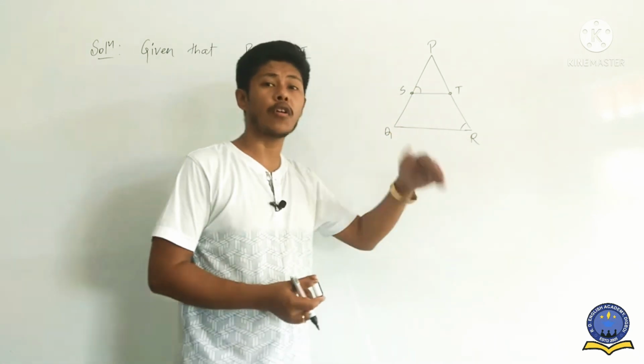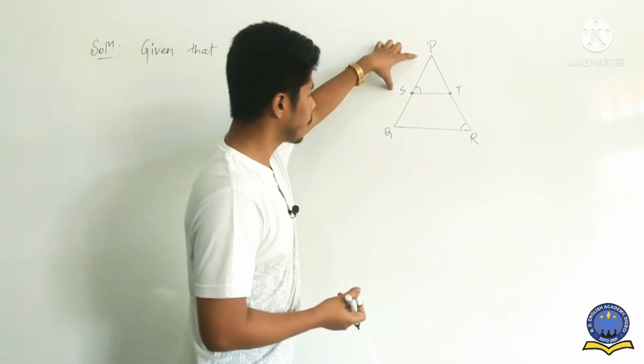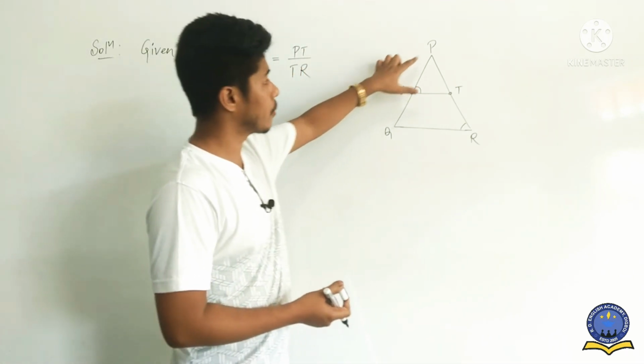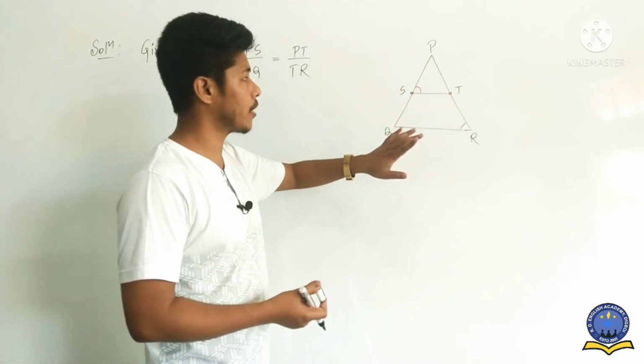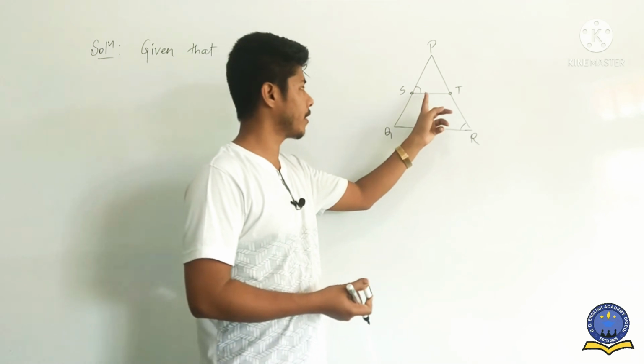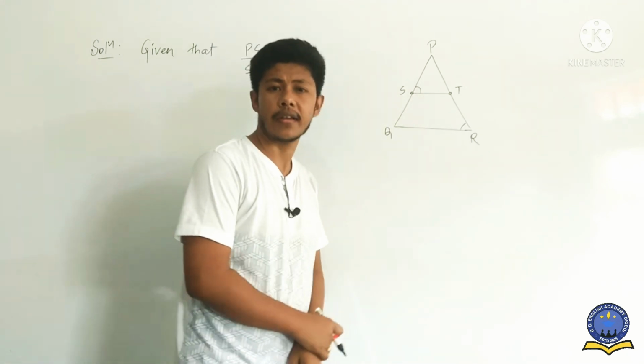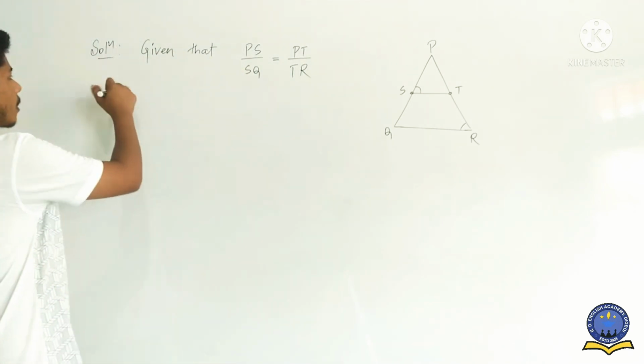But here we need the converse one because this result is already given to us. For that reason, PS by SQ is equal to PT by TR is given. So from the converse of the Thales theorem, we can easily write that ST is parallel to QR. Is it clear?